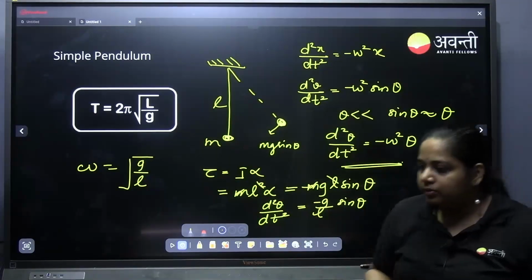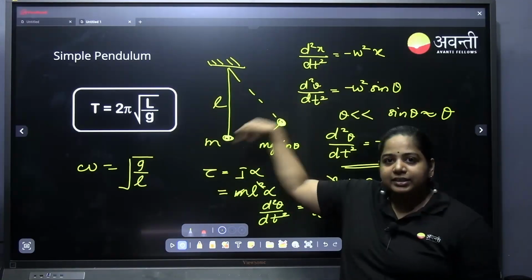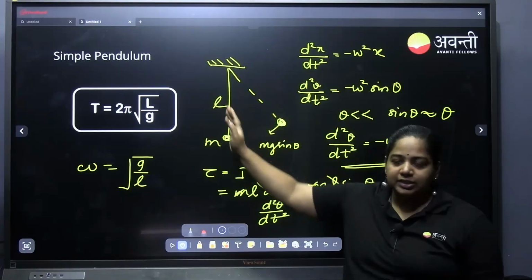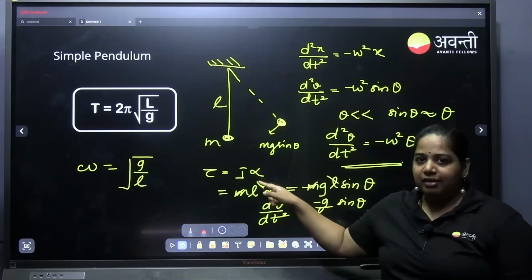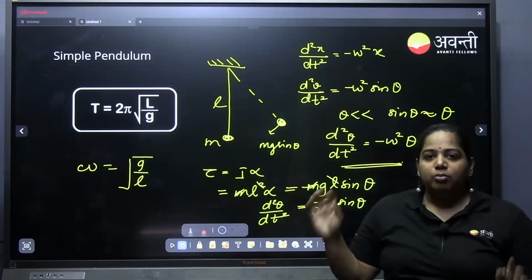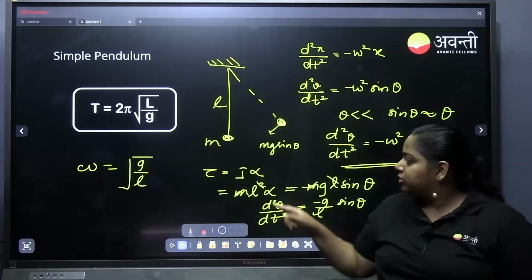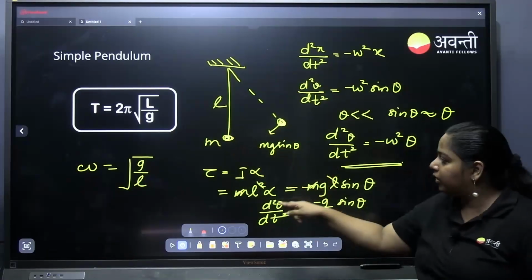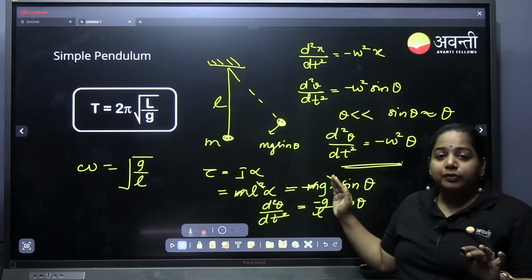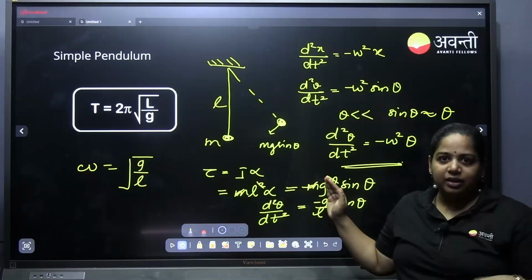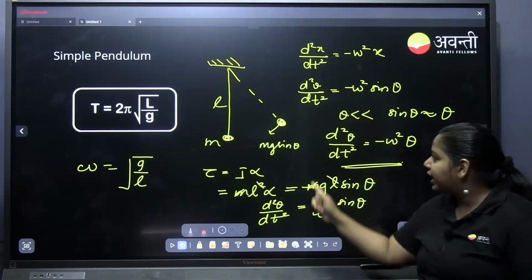Is there any doubt? Once again, since it is angular motion, the angle is changing, we take torque instead of force. Torque equal to I alpha. I is the moment of inertia, mass into square of the radius from the axis of rotation. Radius is the length of the string, so ml square alpha will come. On this side, torque is equal to force into perpendicular distance. Force is mg, perpendicular distance is L sin theta. We will substitute that also.